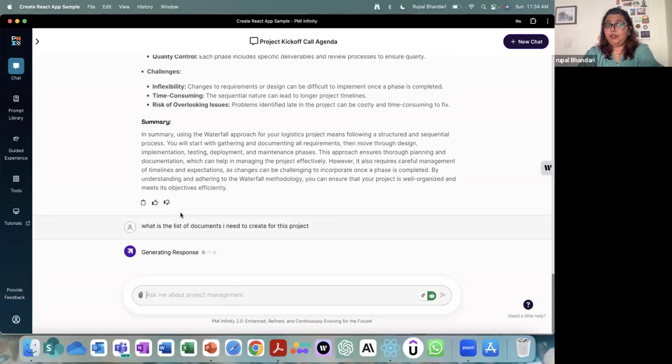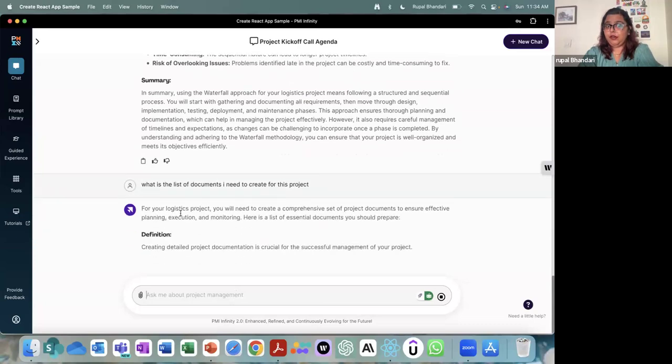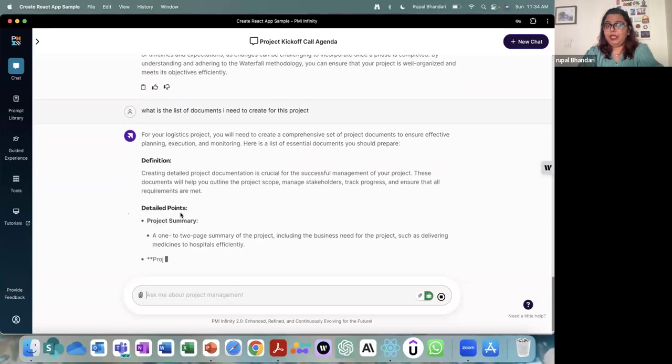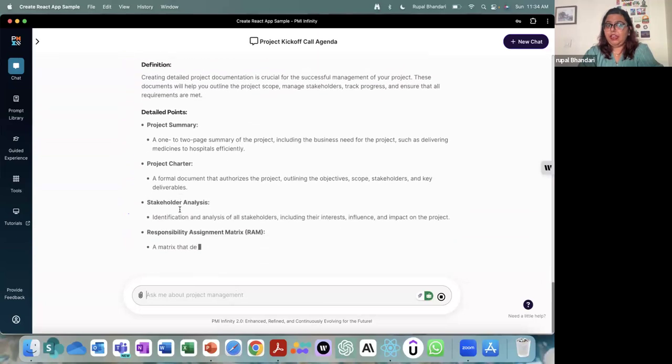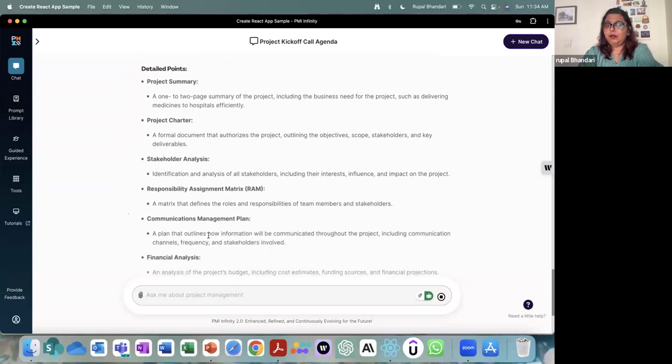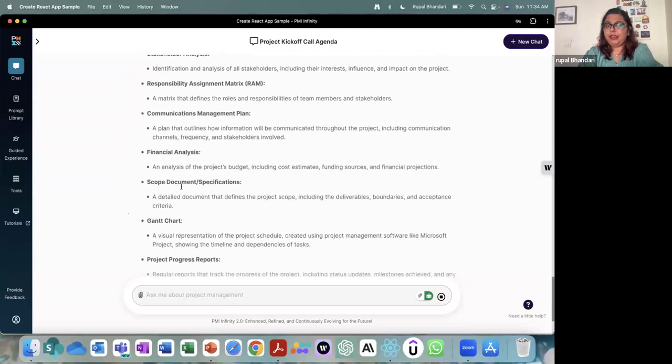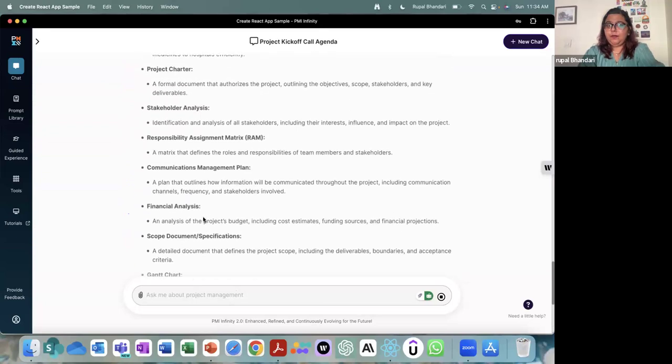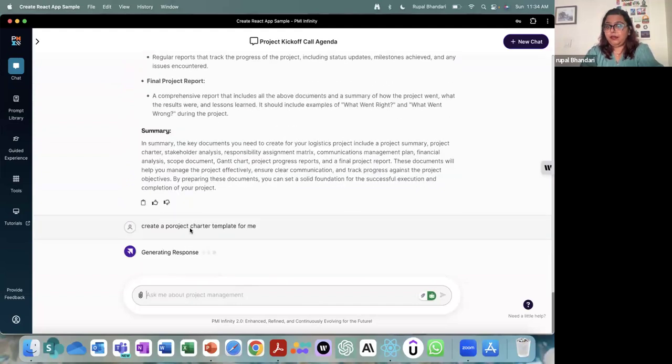Great. So it will give me a list of documents I need to create now. It gave me a list of documents. I need to create a project charter, stakeholder analysis, responsibility assignment matrix, communication management plan, financial analysis. Let's say I ask it to create a project charter template for me. It will go do that.